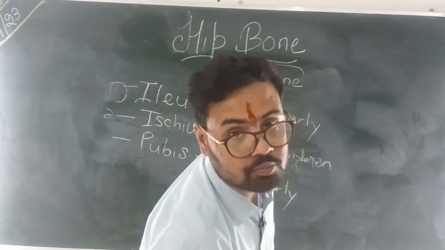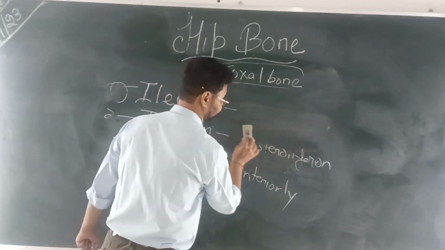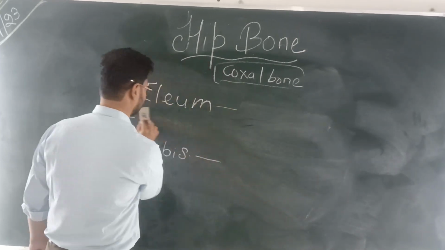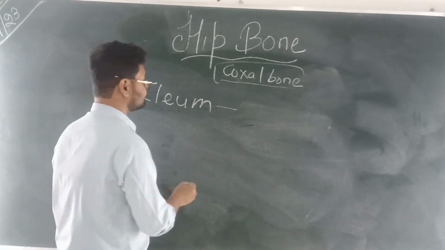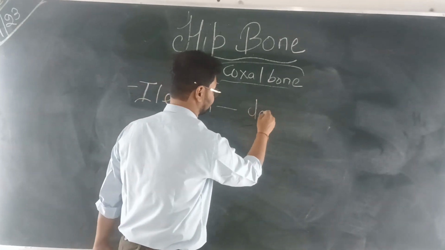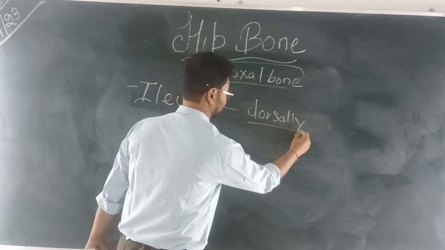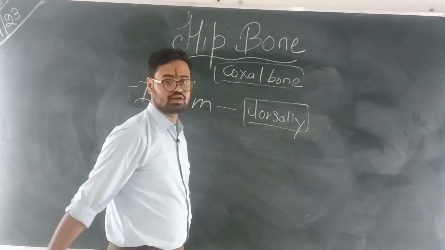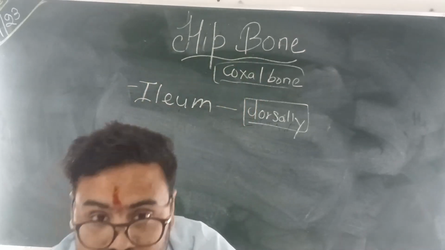We will start our topic with ilium. So basically, ilium is the bone which lies dorsally. Ilium lies at the dorsal portion, means पीछे की तरफ. दिखाता हूं मैं आपको इस मॉडल के थ्रू.